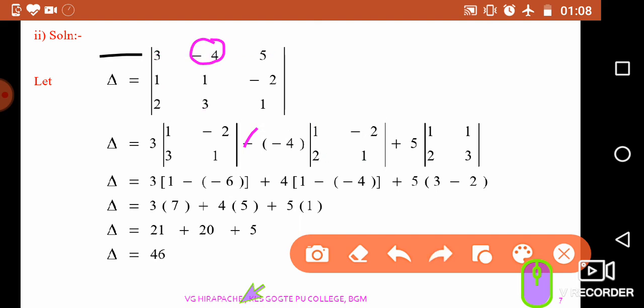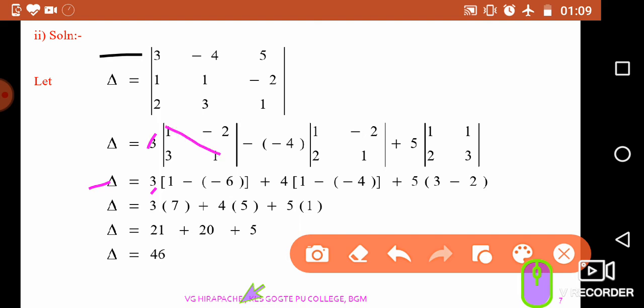Next, there will be a plus sign. The next element of the same row is 5. Deleting that row and column consisting of 5, we are left with 1, 1, 2, 3. Once I convert the given third order determinant into second order, the simplification of the determinant will be easy. Let delta be equal to 3 as it is.